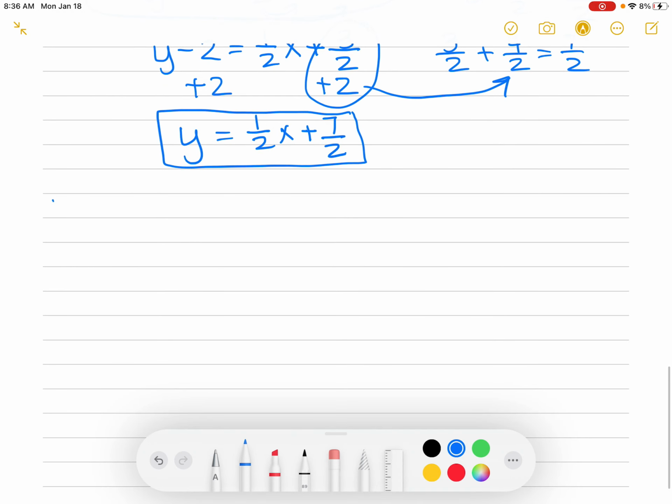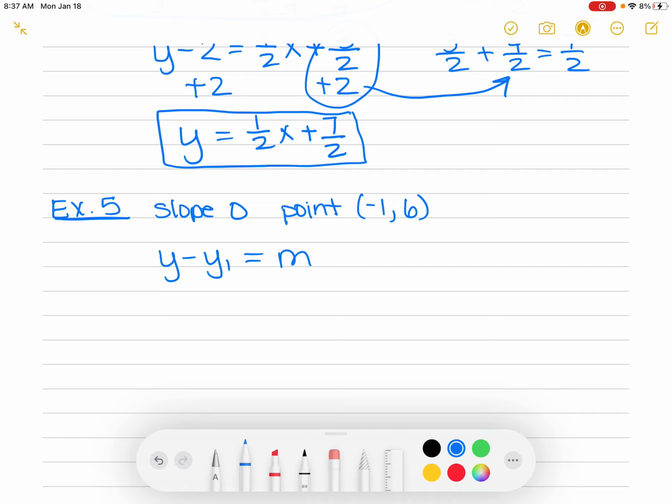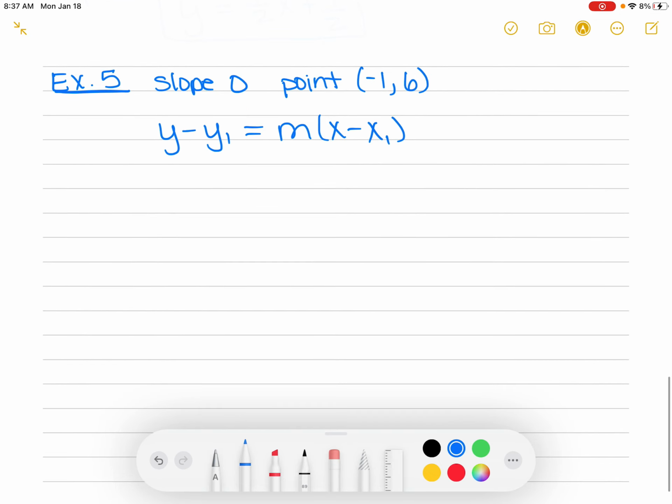Okay, last one, example 5. Write the equation of a line that has slope 0 and its point is -1, 6. Okay, so we're just going to plug in. Let me rewrite it here. We're going to plug into this. Okay, so I'm just going to go ahead and write them. Y1. Oh, you know what? Let me give you a chance to hit pause and do this one on your own.